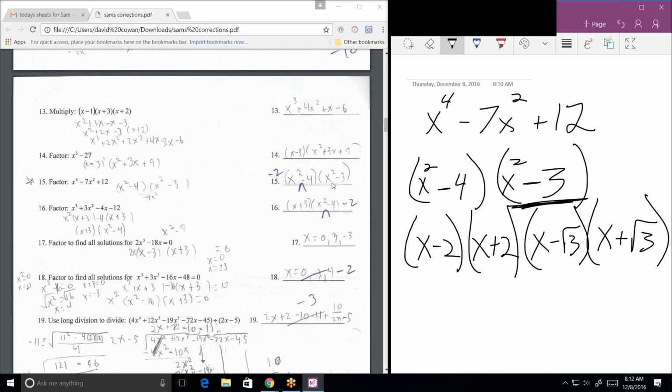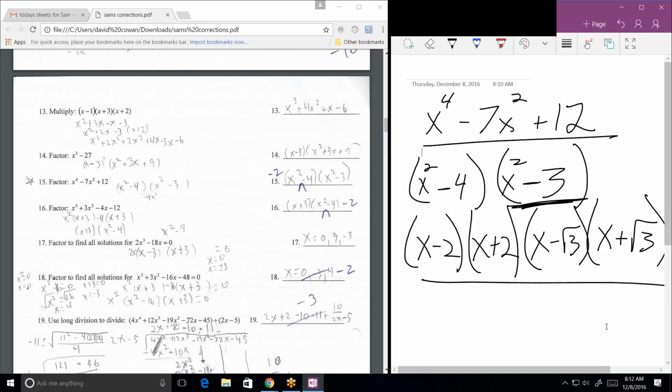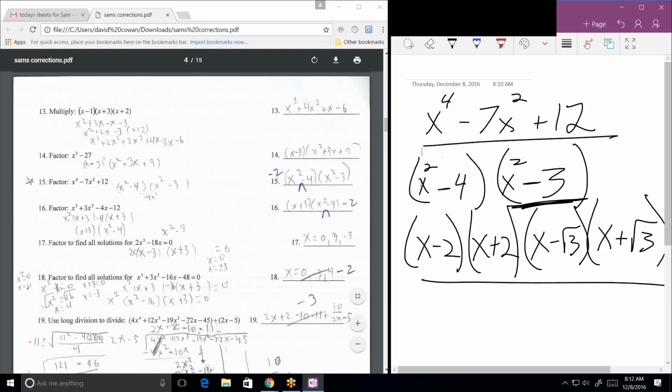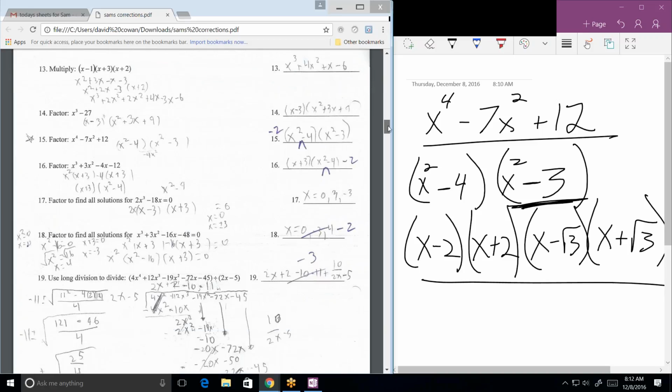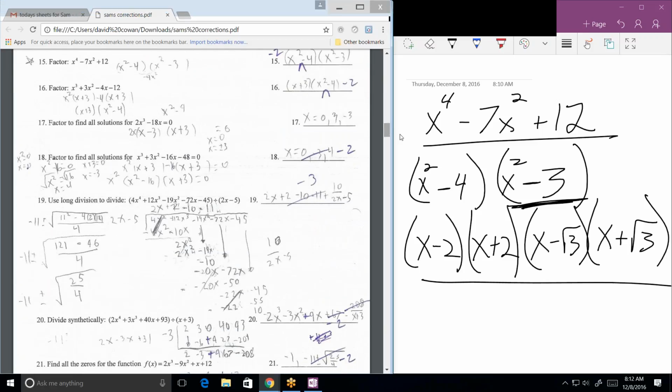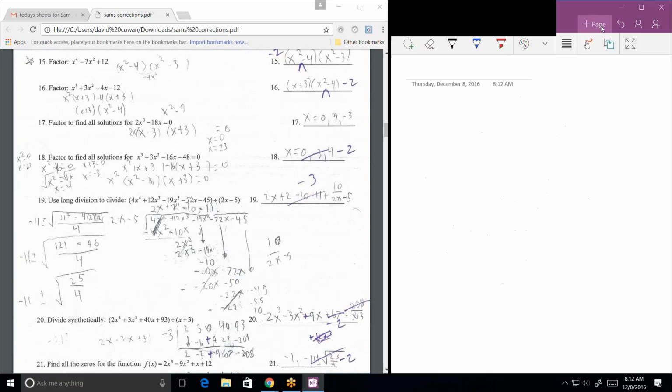So this gives you all 4 solutions. And remember, we started with a quartic, so we would expect 4 solutions. It's just that we treated it like a quadratic. All right, 16. Make sure you know how to do these groupings.